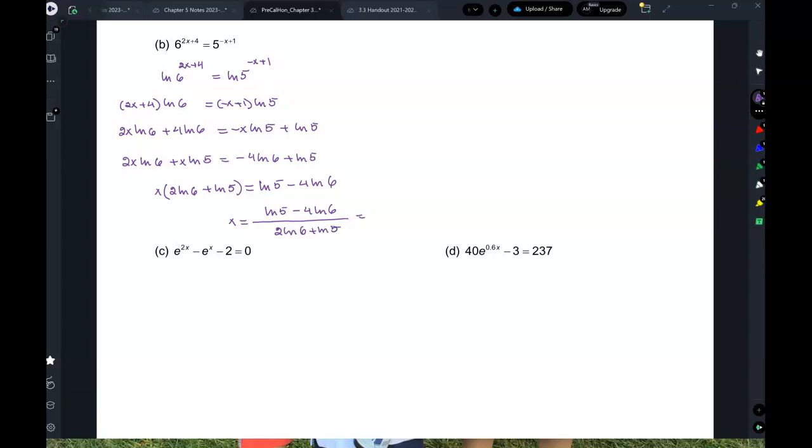So this is ln of 5 over 6 to the 4, right? Over ln of 6 squared times 5.